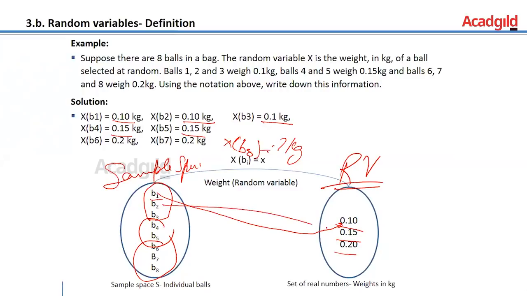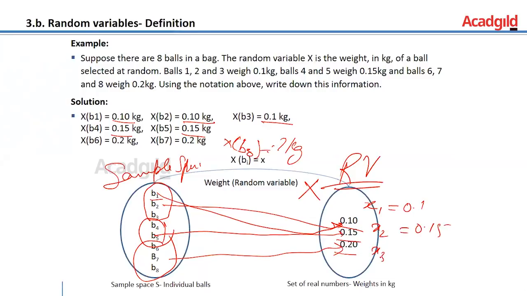So b1, b2, b3, they all map to 0.1, b4 and b5 map to 0.15, and b6, b7, b8 map to 0.2. Okay, so my random variable I denote as capital X, and the particular instances of it, lowercase x sub 1 is 0.1, lowercase x sub 2 is 0.15, and lowercase x sub 3 is 0.2.